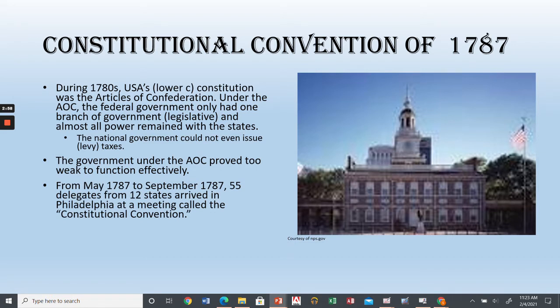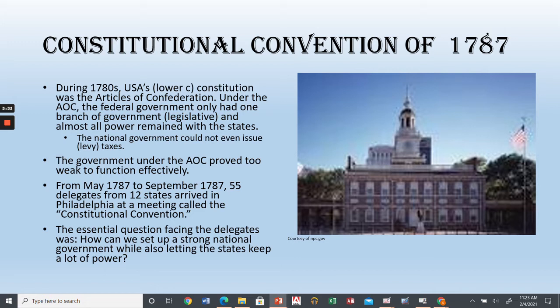So, from May 1787 to September 1787, 55 delegates from 12 states, Rhode Island didn't bother showing up, arrived in Philadelphia for a meeting that today we call the Constitutional Convention. These are some of the most famous people in American history, names you've heard: Benjamin Franklin, James Madison, Alexander Hamilton, George Washington, people like that. These were the people in charge of writing the Constitution.